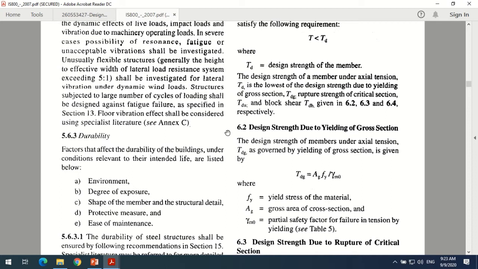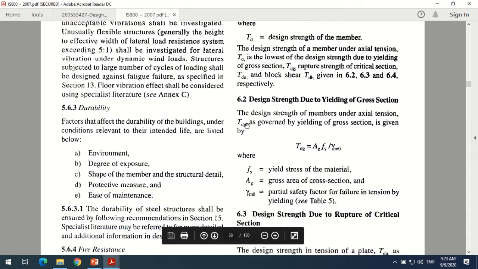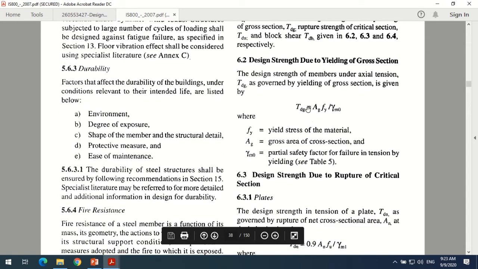Okay, so member may not fail due to rupture, but what may happen is it may get elongated, it may get elongated due to yielding. Okay, so that is the first criteria what has to be checked over here. So in that case, TDG, which is equal to AG into Fy upon gamma m naught. Okay, so this is giving us the design strength due to yielding, TDG.